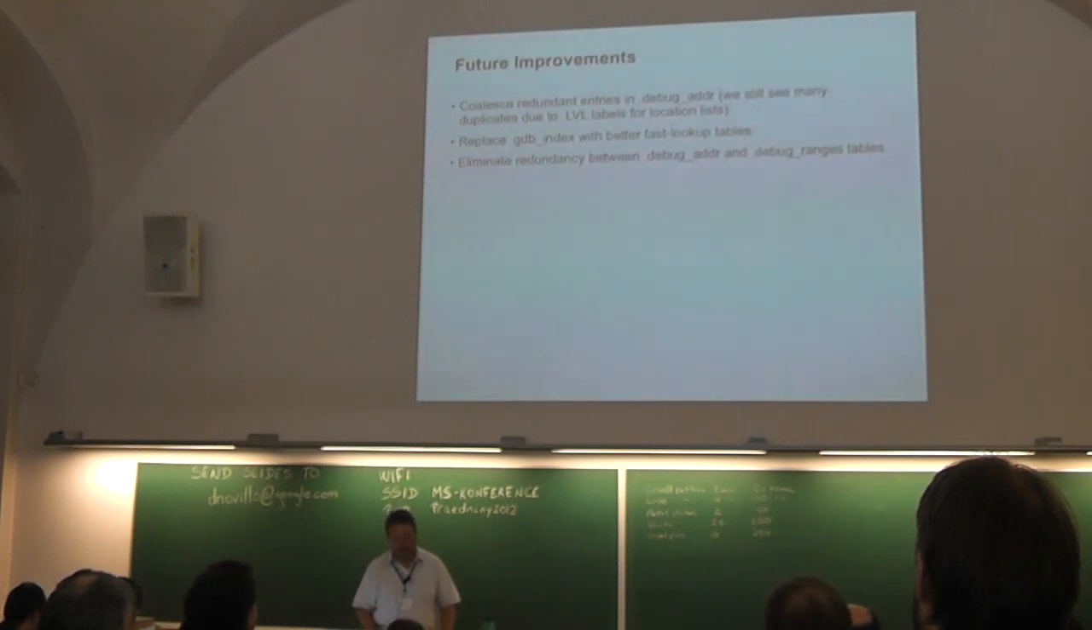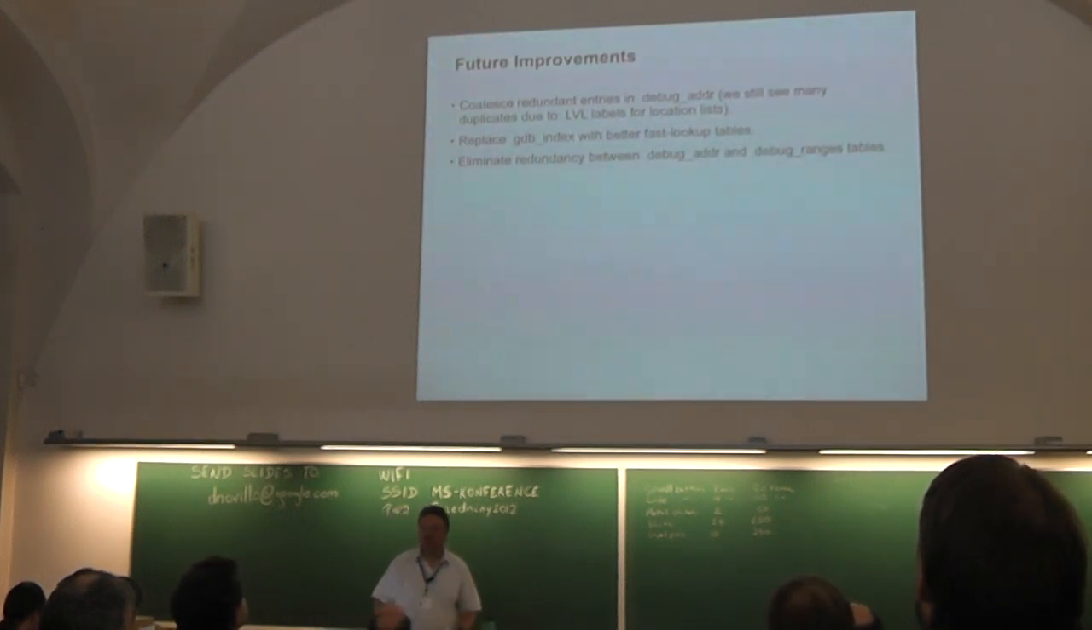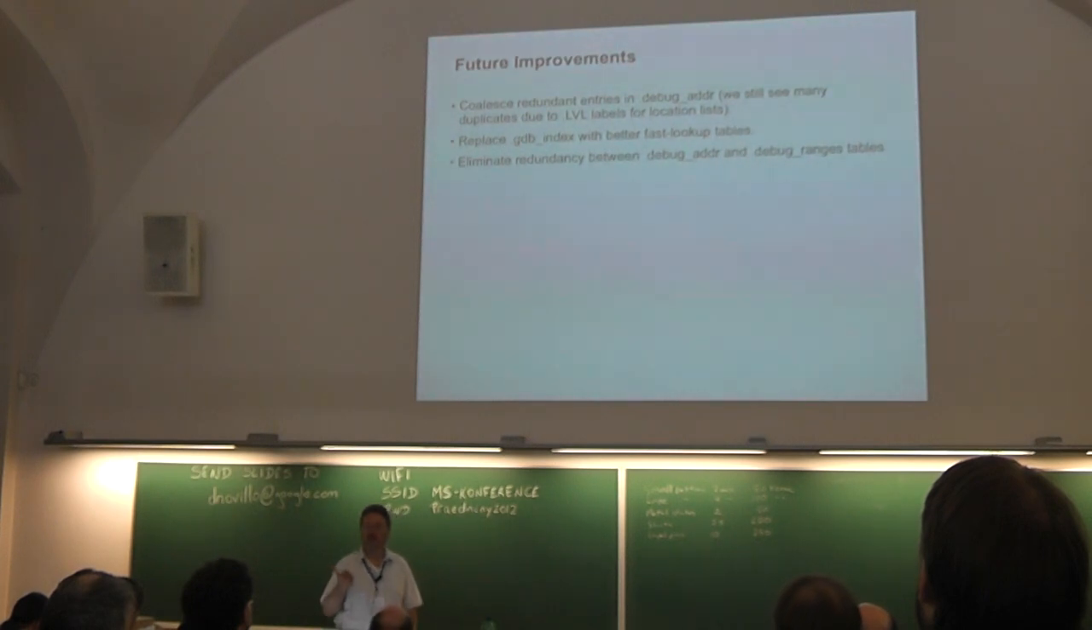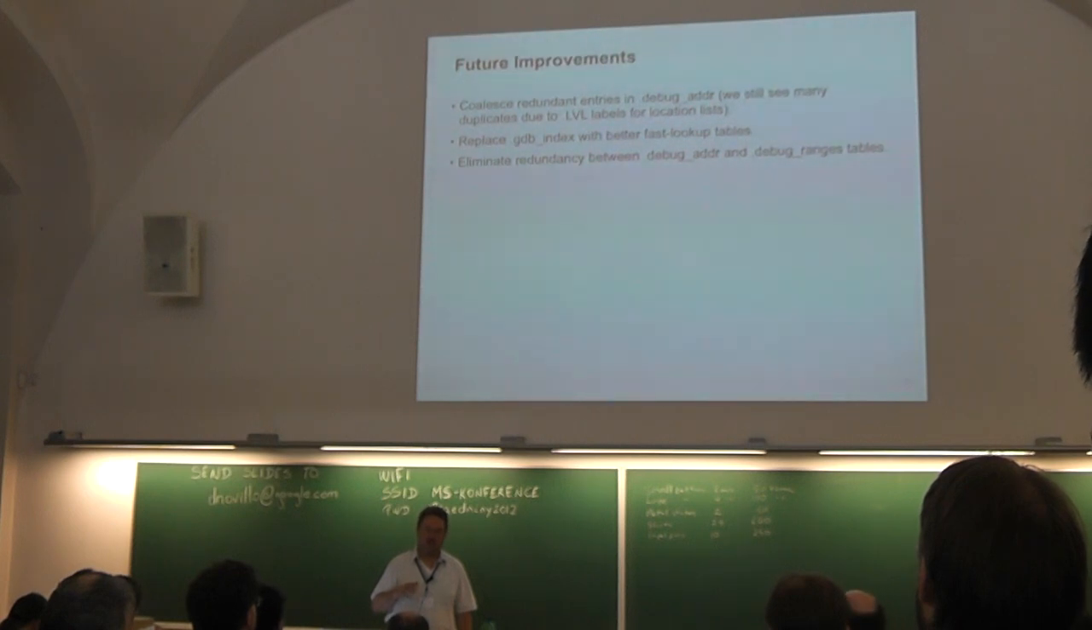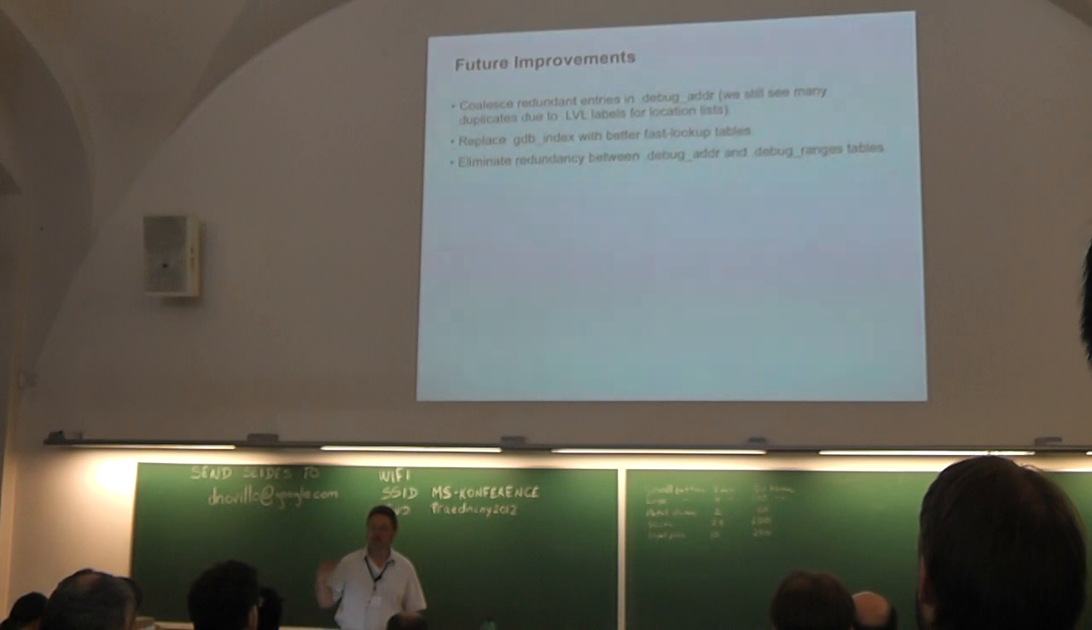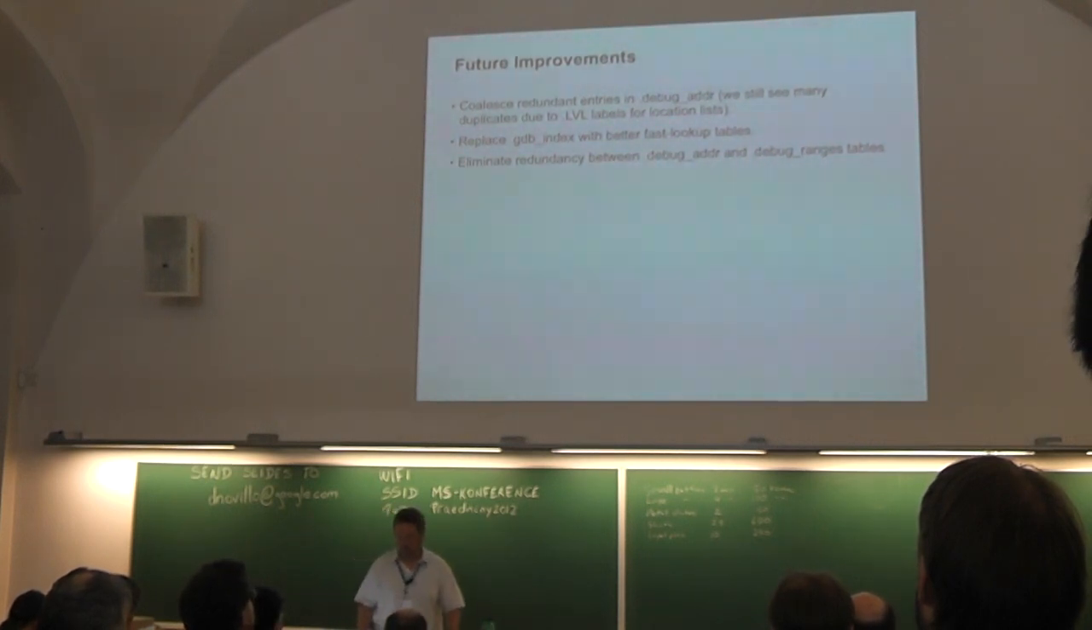So, continuing on, there are still redundant entries in debug_addr that we want to coalesce. What I found is there's low-hanging fruit there that involves references to all the data at the old labels. It's a fairly easy fix that I'm working on. And I think that'll get almost all the duplications out of debug_addr. Beyond that, if we find there are still duplications, then we're going to look at building a hash table and making sure that we don't enter the same thing twice.